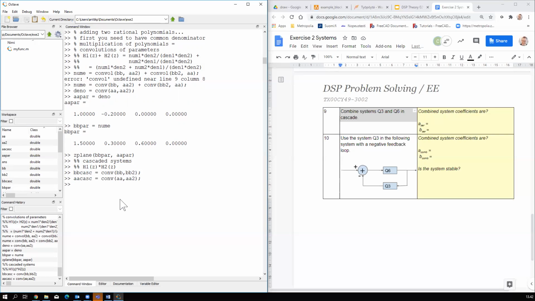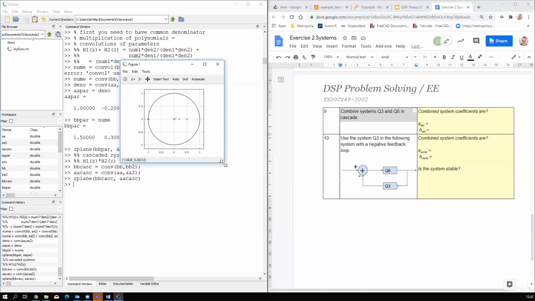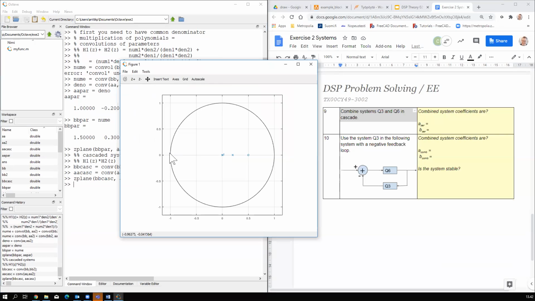Simply convolve the numerator terms and denominator terms, and to see if this is still a stable system, you can take a look at the z-plane. And yes, it is stable. There's one zero here, but the location of zeros does not mean anything for the stability. Only the location of poles defines if the system is stable or not.